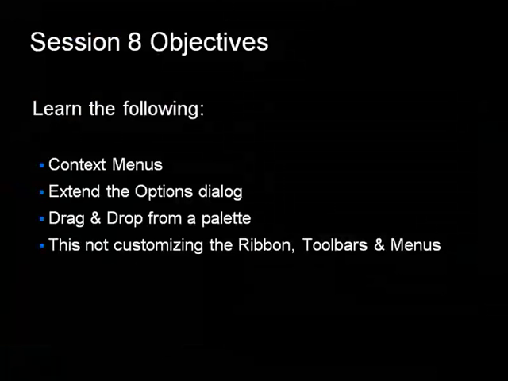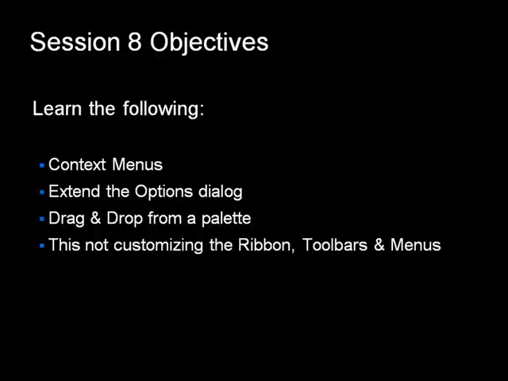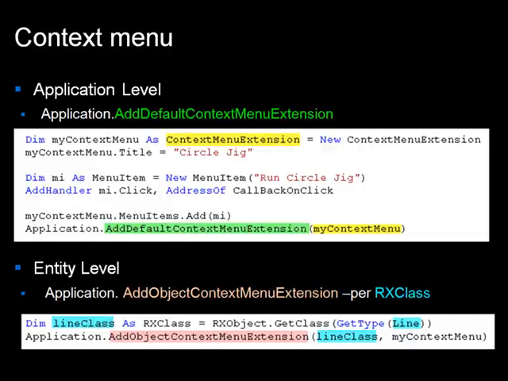After completing this session, you will understand how the .NET API can be used to add user interface elements such as a context menu. You can also customize the AutoCAD Options dialog, and you'll see how to enable drag and drop from a palette. Keep in mind that this session does not cover customizing the ribbon, toolbars, or the AutoCAD pull-down menus. In this session, we're learning about classes in the AutoCAD Windows namespace, not the AutoCAD customization namespace. Another way of looking at it is that we're not covering automating the manipulation of CUIX files. Okay, let's go ahead and get started.